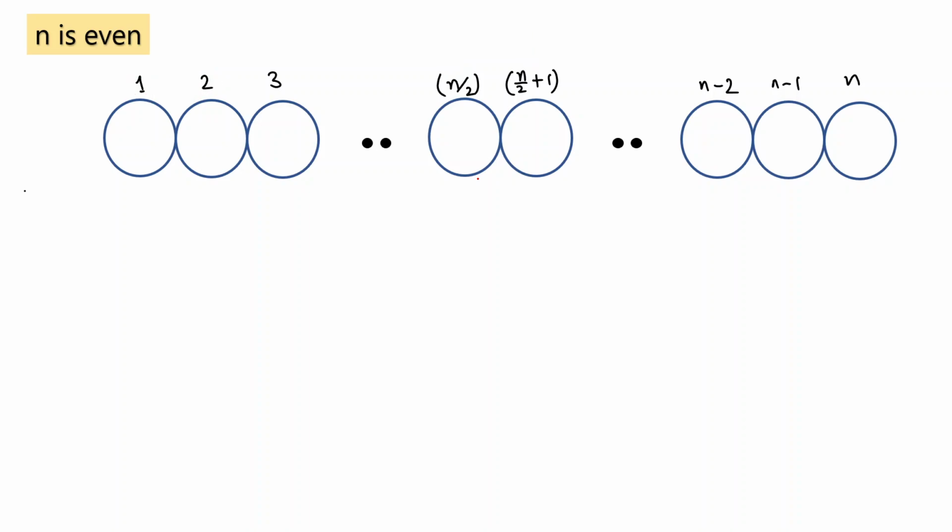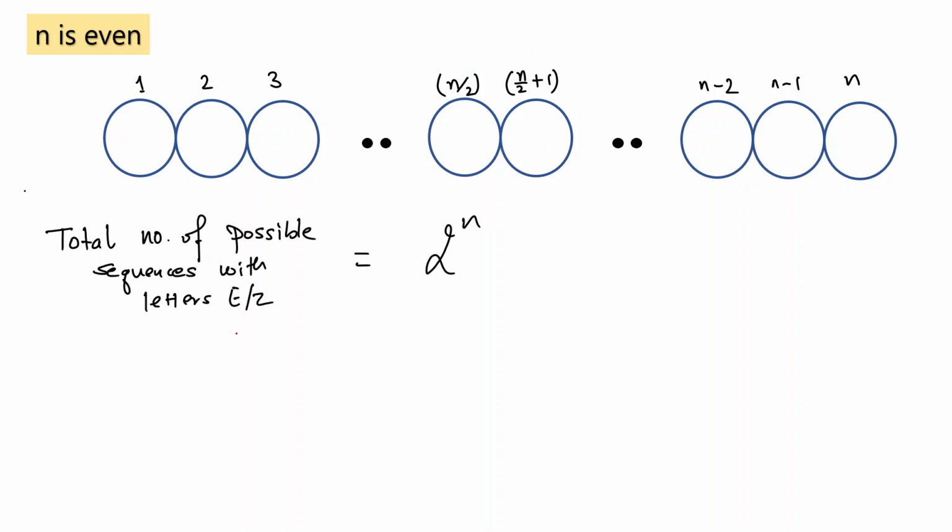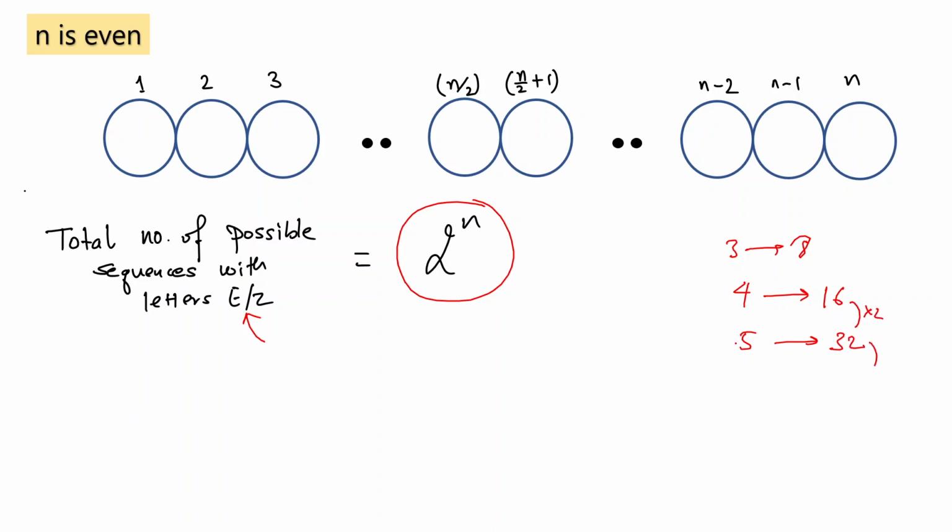And then we have to figure out the total number of possible sequences with letters E and Z. That's very easy to understand, that it should be 2 to the power n. Because for 3 we got 8, for 4 lettered sequences we got 16, and for 5 lettered sequences we will get this number 32. 2 is getting multiplied every time. If the length of the sequence is 5, you have 2 to the power 5 sequences. So from there you can understand by induction that it is 2 to the power n.